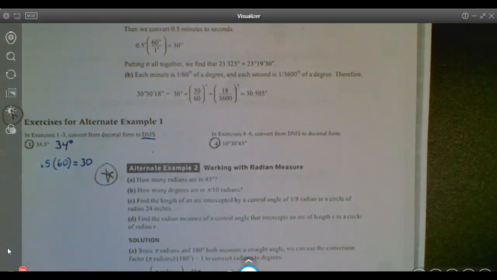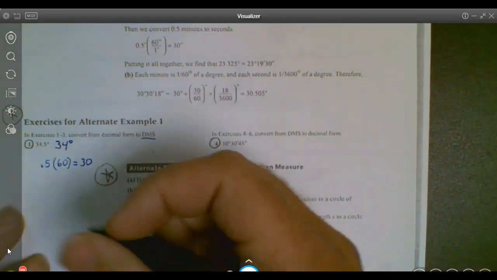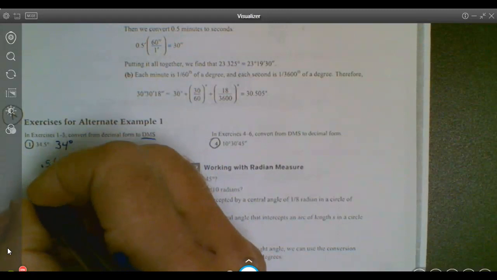So I was trying to give you a little different look than the example above so you could see what would happen. So it's okay to not have any seconds remaining. So on this one, our degrees was 34.